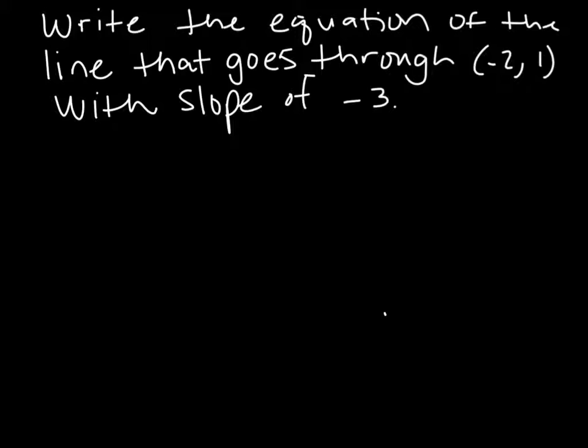So the first one I have is we're going to write the equation of the line that goes through a point, negative 2, 1. Notice that point is not the y-intercept. If it is, it makes our job a lot easier, but this one's not the y-intercept, and I give a slope. So the two things I'm given right now are m is negative 3, and I'm not given the y-intercept, so I'm not given b, but I do have a point of negative 2, 1. So there's two ways I can go from here.